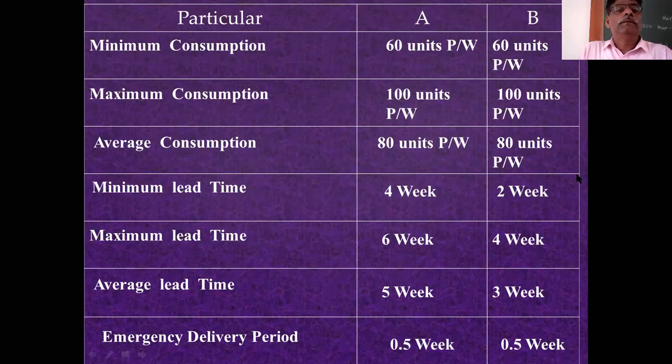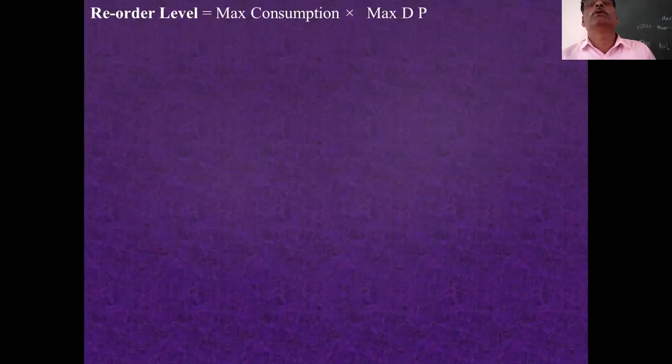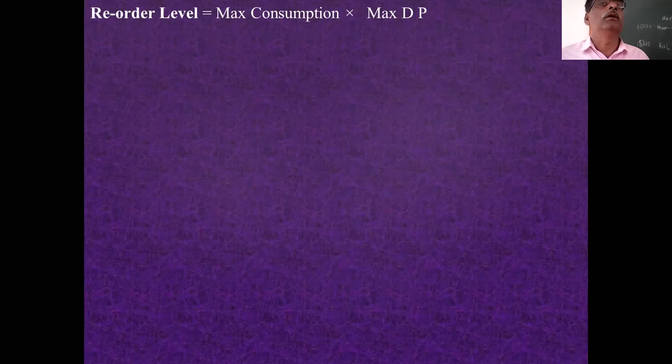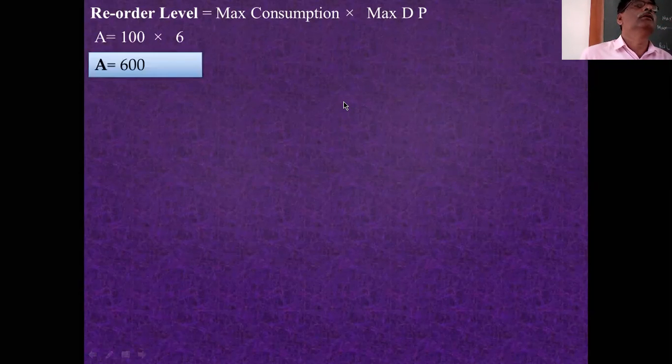Now we calculate the first one, reorder level. Reorder level is equal to maximum consumption into maximum delivery period. First we calculate component A, then component B. For A, you have to take information from the A column. For B, you take information from the B column from the above table. For A, maximum consumption is 100, maximum delivery period is 6, which is equal to 600. 600 is the reorder level for A. Then you write B.